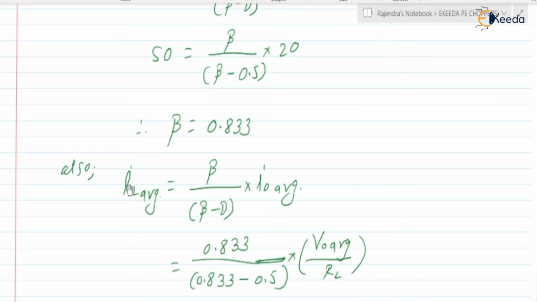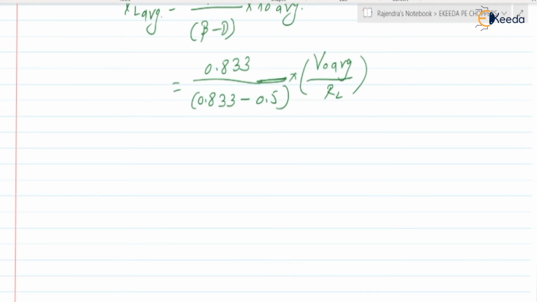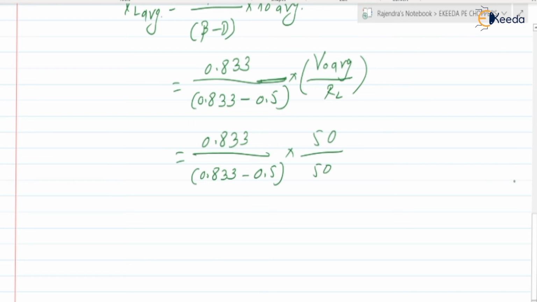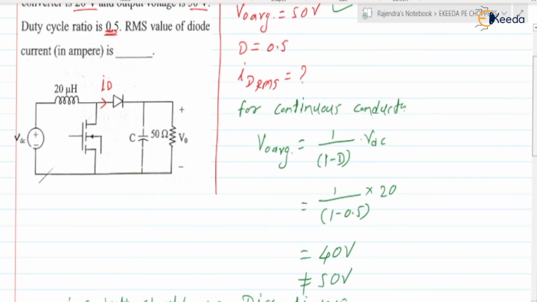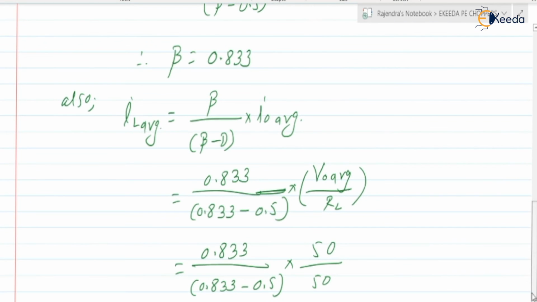From this we can write it is equal to 0.833 divided by 0.833 minus 0.5, into 50 upon 50. The resistance is also 50, and I have the average output voltage also 50.